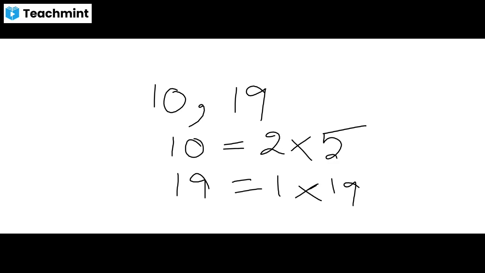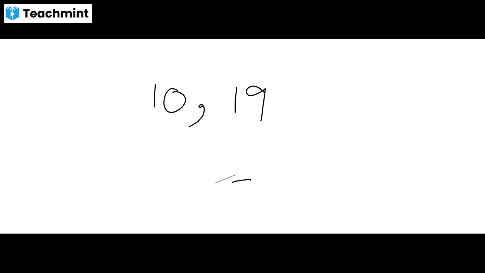And you see, we don't find any factor which is common. In such a case, when you don't have any factor common, the GCD will be, can anyone tell us what is the GCD of 10 and 19? 190. 190. Are you sure?